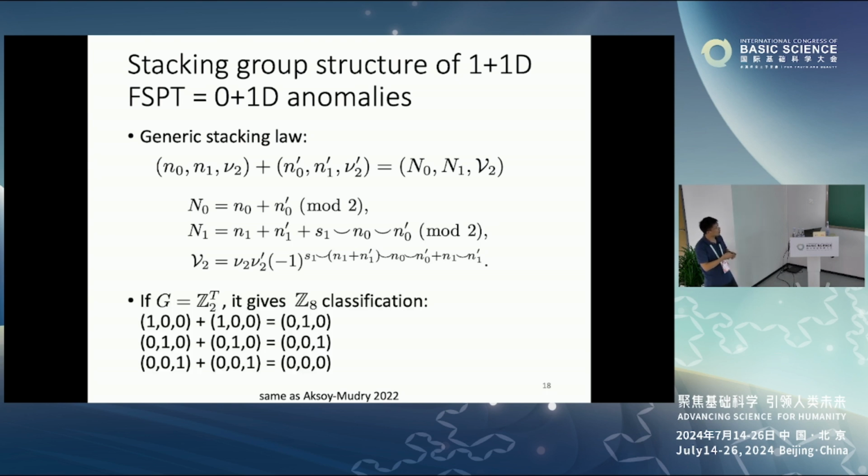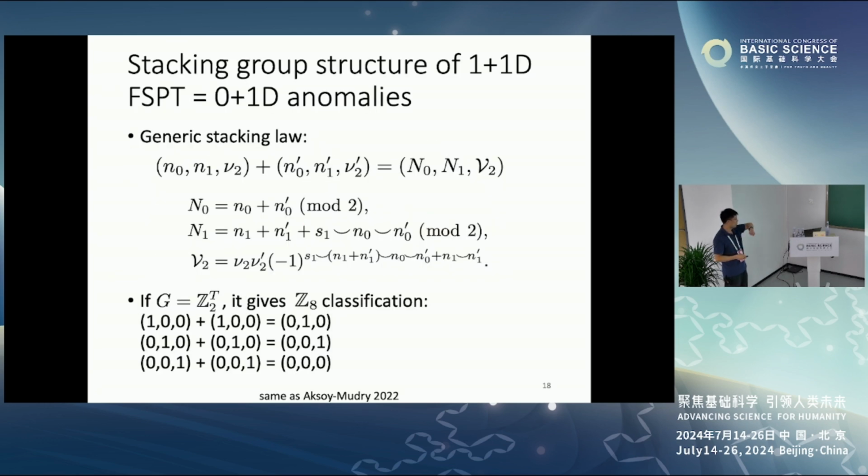Okay, if we use this data, we can calculate the previous example of Z2T, and it indeed will give us the Z8 classification. And this result also agrees with some other results from using other methods different from SPT. They just use, I don't know, some arguments to understand what is the representation of this symmetry group, more like a boundary analysis. We also obtain the same result.